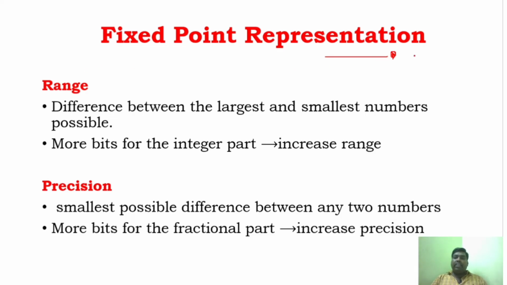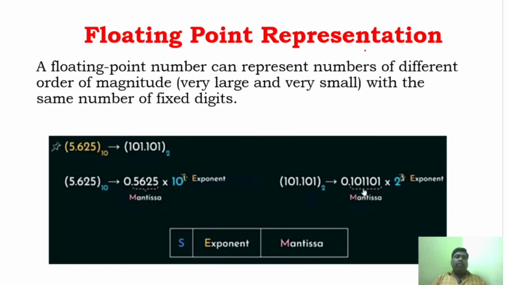And if the difference between two numbers is very small, that is called precision. It will be represented after the decimal point. That is, it has more bits in the fractional part, whereas for range, it has more bits in the integer part. So this is known as fixed point representation. Now we'll go to floating point representation.